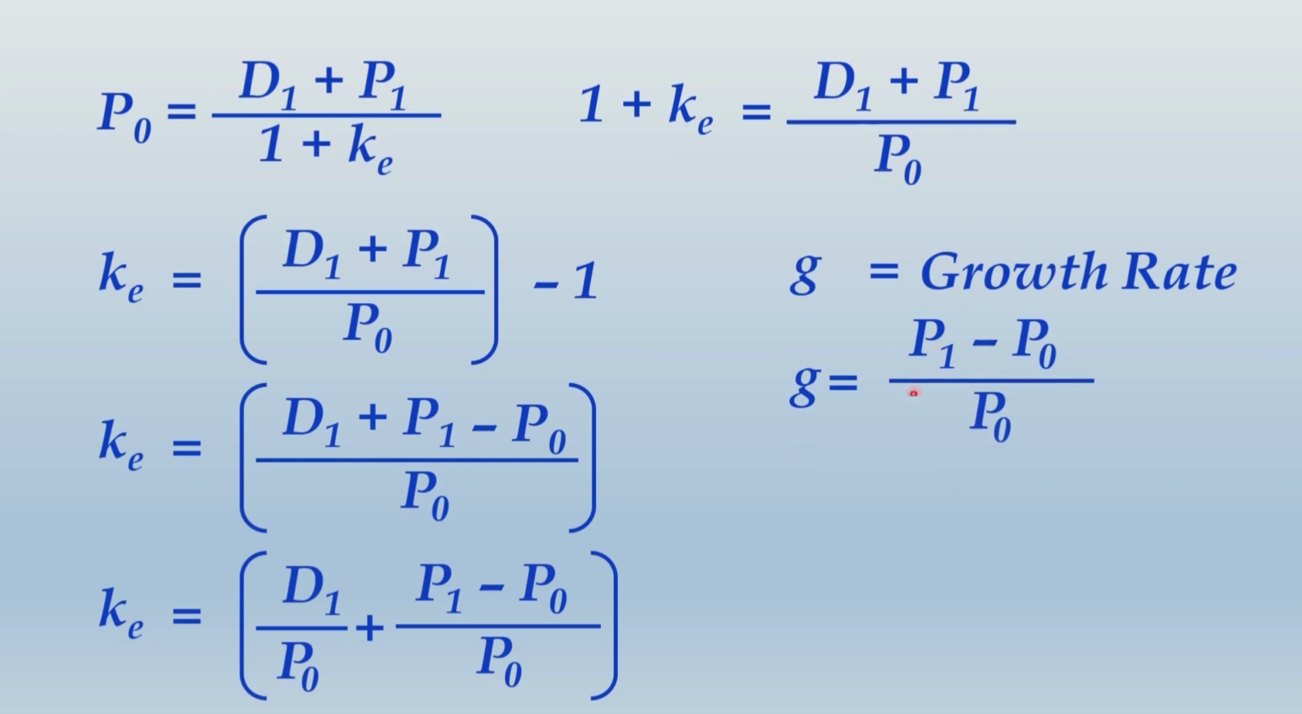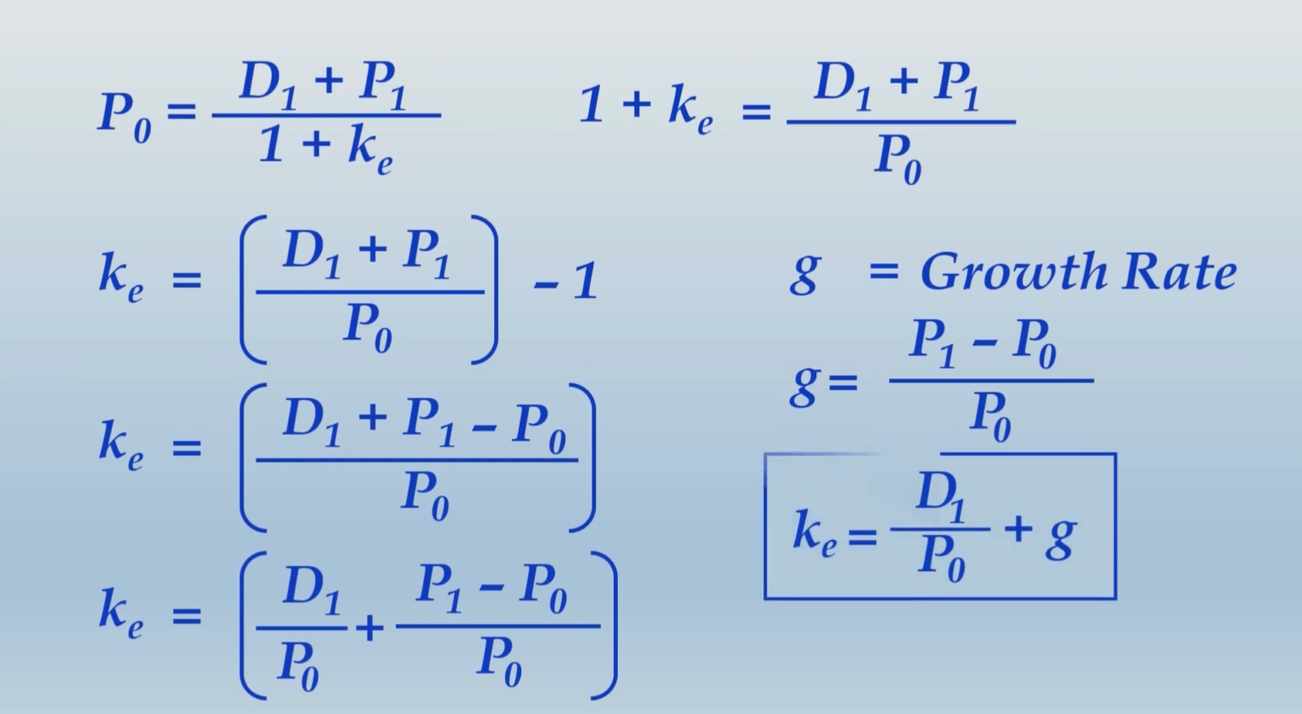Let us try to substitute this whole thing over here. In place of P1 minus P0 upon P0, we better write G. So what we get is the core formula for determining the cost of equity, and this is nothing but the expected rate of return for the equity shareholder, and that is K equals D1 by P0 plus G. So what is D1, what is P0, we have already understood, and G over here indicates growth rate, and the manner in which you compute growth rate is P1 minus P0 upon P0.